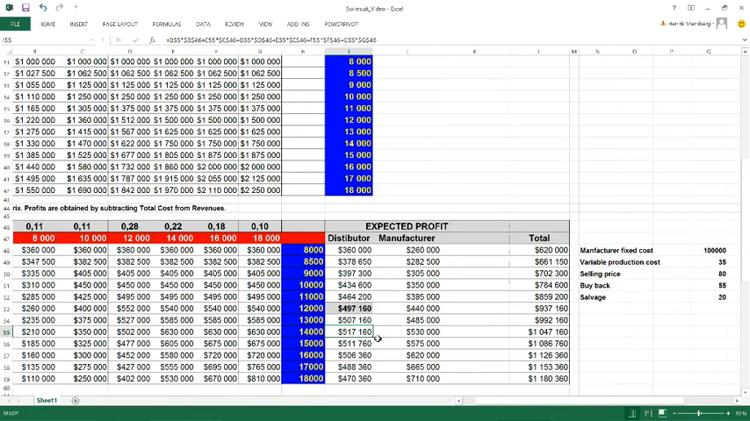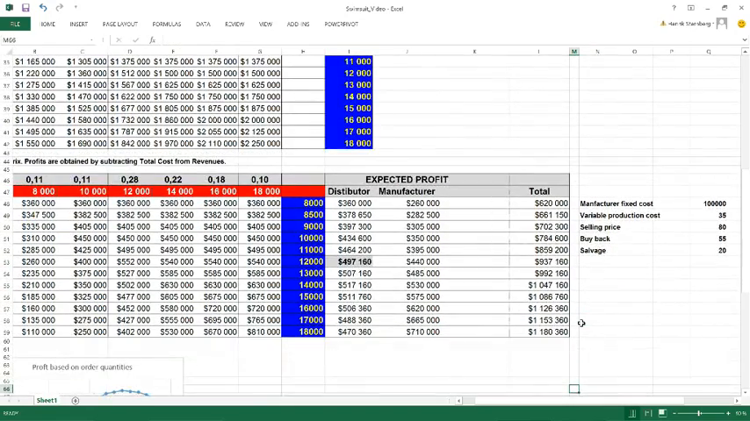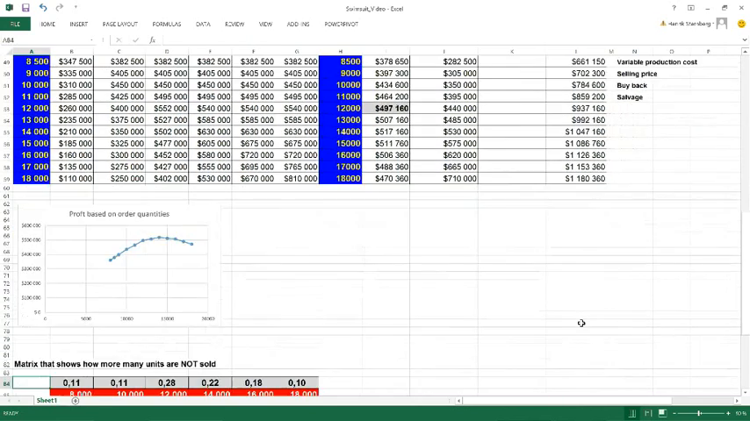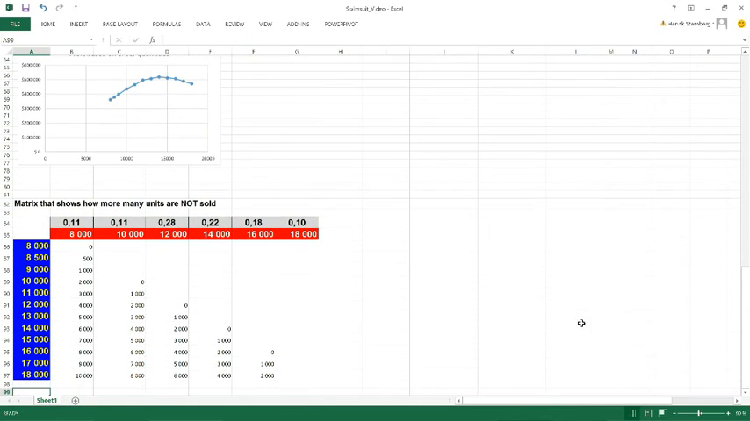And we order 14,000 to get the highest expected profit. So this will of course change the expected profit of the manufacturer. What's going to happen? Well, let's first consider that we had this graph here. We first need to consider the matrix that shows how many units are not sold.